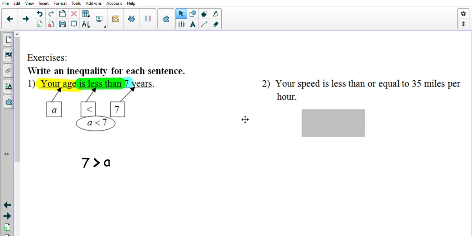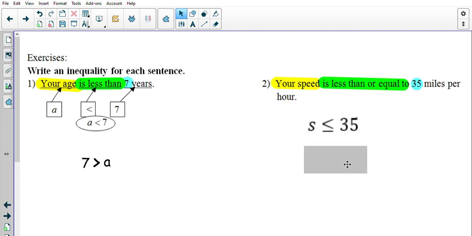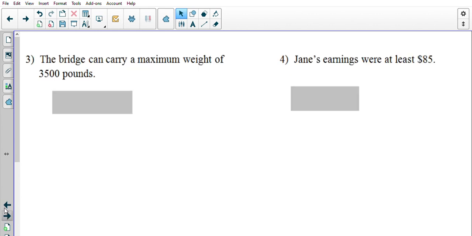All right, let's take a look at question number 2. Your speed is less than or equal to 35 miles per hour. So our unknown in this case is your speed, and the inequality is going to be "is less than or equal to," and then of course we've got the number 35 following that. So I chose the variable S for your speed, the less than or equal to symbol, and then the number 35. No need for labels here. That just complicates things. So S represents your speed, less than or equal to 35. All right, let's move ahead.